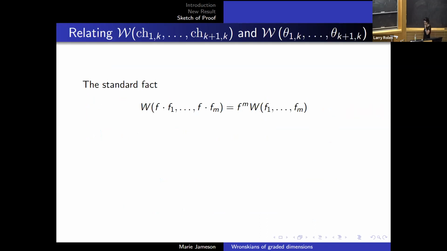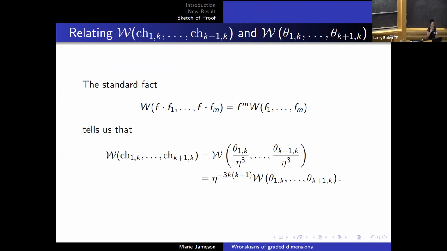So I have to study the Wronskian and the Wronskian of the derivatives. And the Wronskian is actually really easy to understand because there's a standard fact from differential equations or whatever, that tells you that if you multiply each of these things by the same function f, then you can just factor that out of a Wronskian. So that tells us that if I want to take the Wronskian of these characters, then I'm dividing each term in here by eta cubed, and I can just factor that out. Okay, so that helps me understand what's going on in the denominator of that modular form that I have.